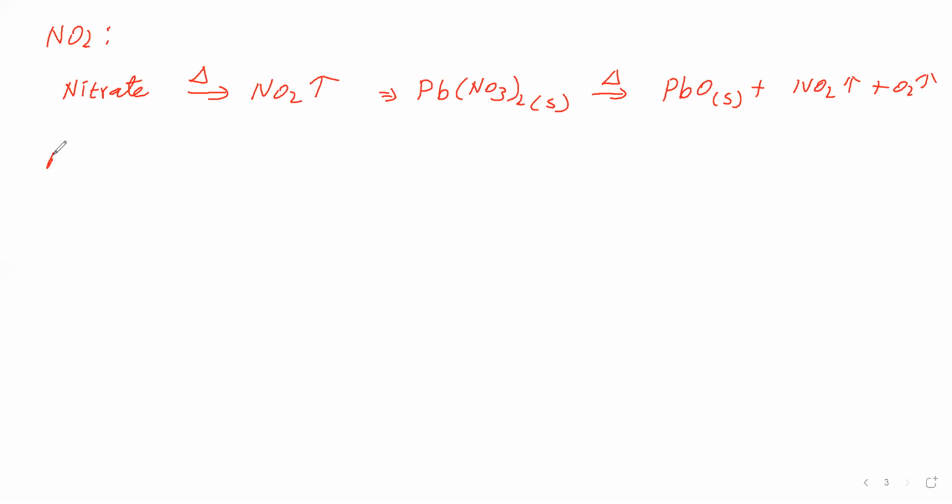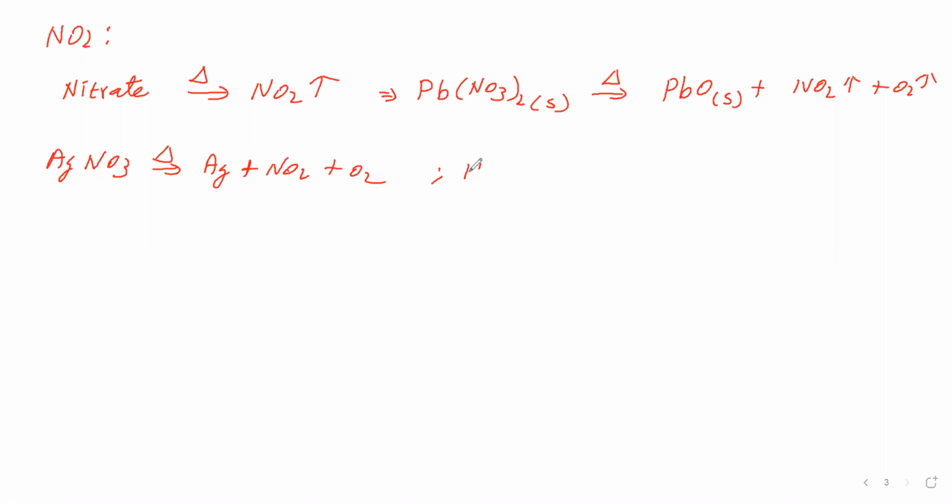Exception: silver nitrate on heating gives silver, NO2, and O2. We are not getting silver oxide, because silver oxide is unstable and undergoes thermal decomposition to give silver and oxygen.